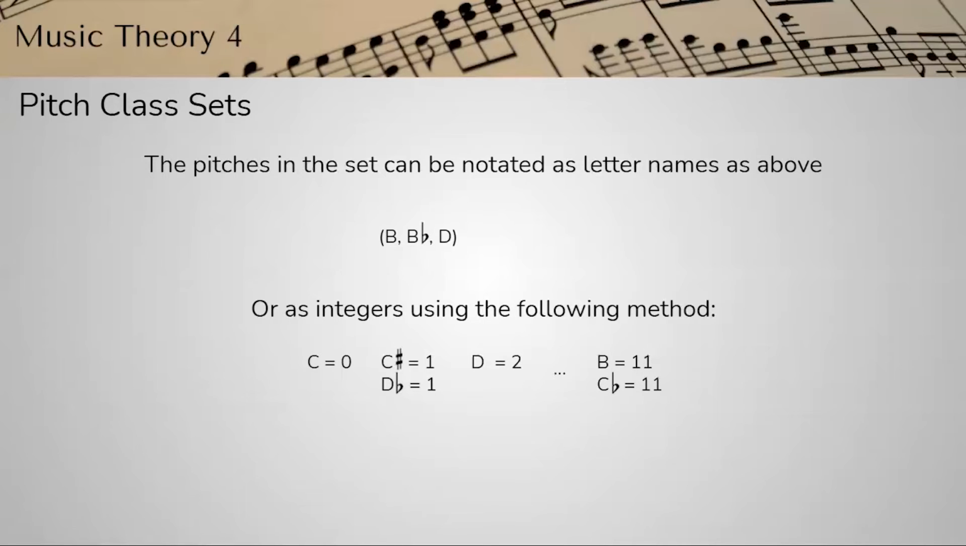So if we converted this pitch class set from B, B flat to D into integers, we would say it's 11 because 11 is B, right? 10 because 10 is B flat, and then 2 because D is 2. Okay, so that's a more useful way of labeling them with the numbers, and we'll see why in a second.